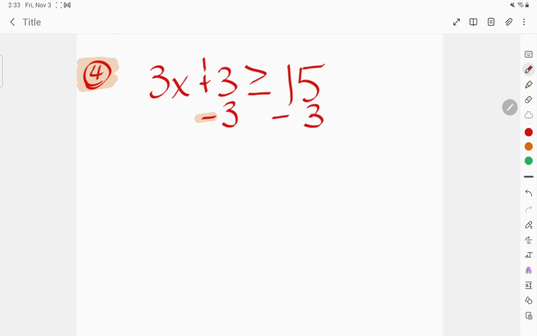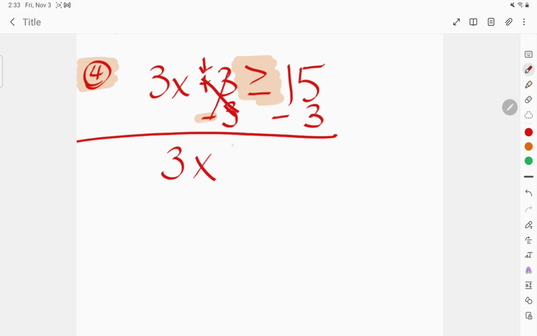Okay, that's a positive sign, so we want to perform the opposite action. I realize that this is a greater than or equal to sign, but just look at it as if it was an equal sign, because you're performing the same action that you were in every other problem like this. So positive 3 and negative 3 cancel, leaving me with 3x is greater than or equal to 15 minus 3 is 12.